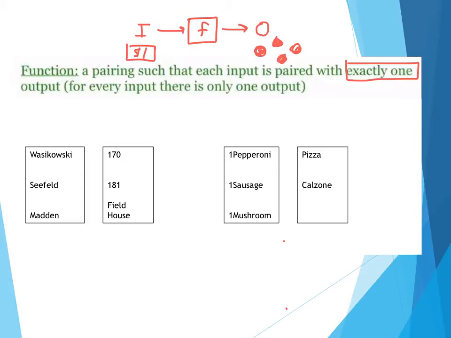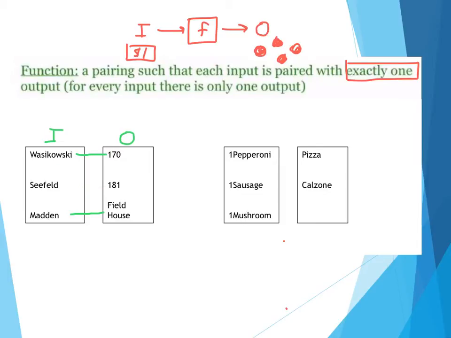I'll try and explain that in these two examples. Take, for example, teachers in their classrooms. I teach in room 170, so there's my room. Mr. Seafeld teaches in room 181. And lastly, Mr. Madden teaches in the field house. So what I see is that every input, the teacher, is paired with exactly one output.